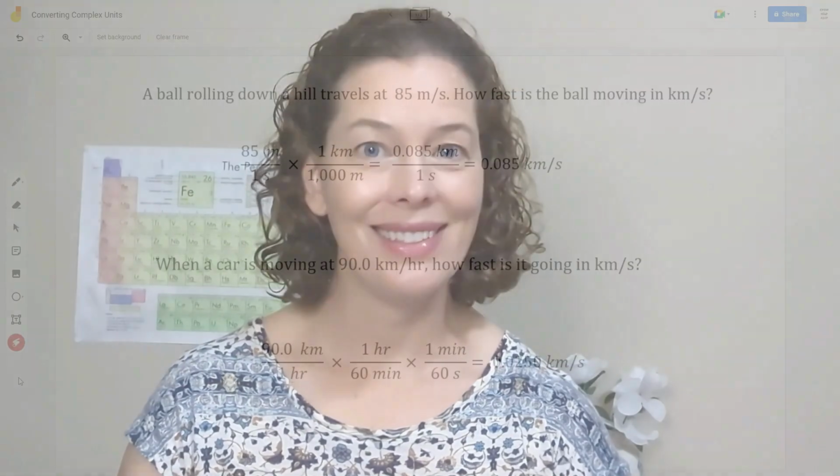But what if you were driving in another country and you needed to convert miles per hour to kilometers per hour, or vice versa? What if you needed to take miles per hour and convert it into meters per second? Well, hang on to your calculators because we're going to do exactly that.